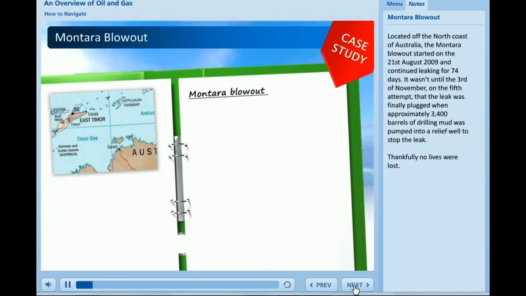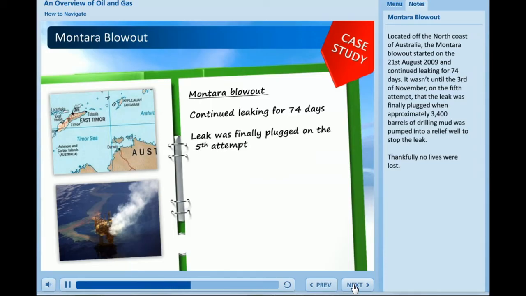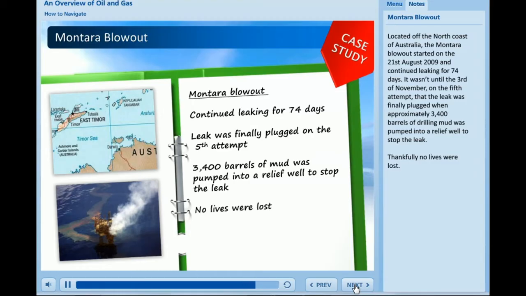Located off the north coast of Australia, the Montara blowout started on the 21st of August 2009 and continued leaking for 74 days. It wasn't until the 3rd of November, on the 5th attempt, that the leak was finally plugged, when approximately 3,400 barrels of drilling mud was pumped into a relief well to stop the leak. Thankfully, no lives were lost.